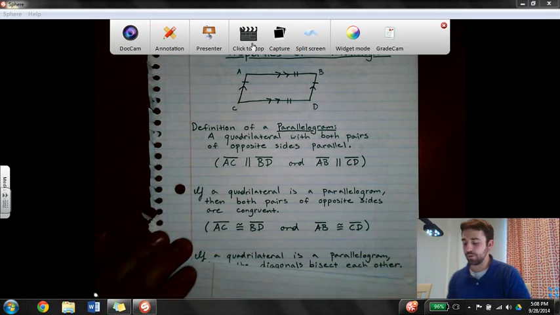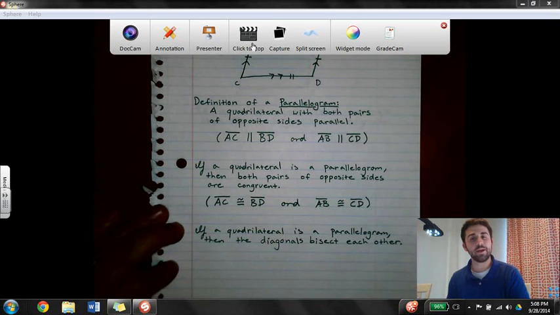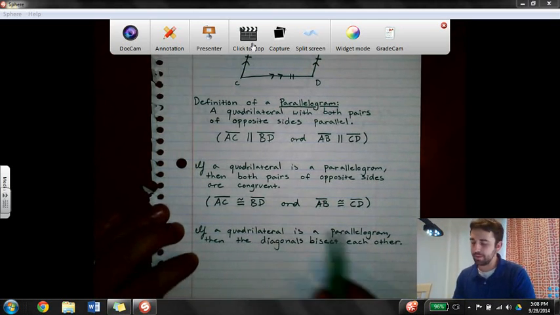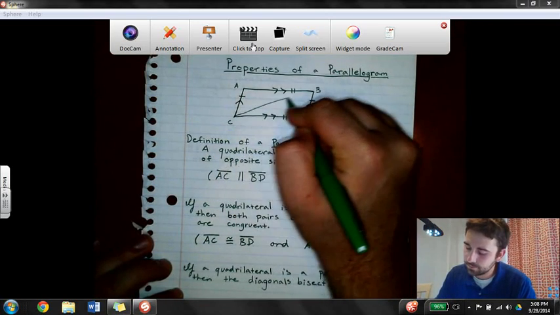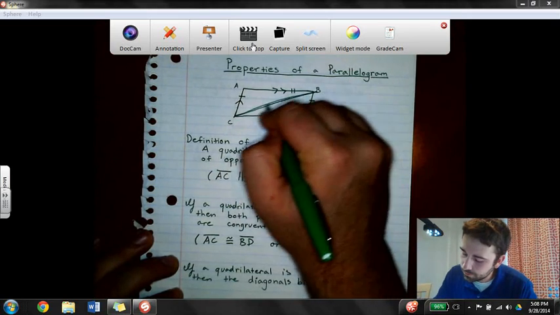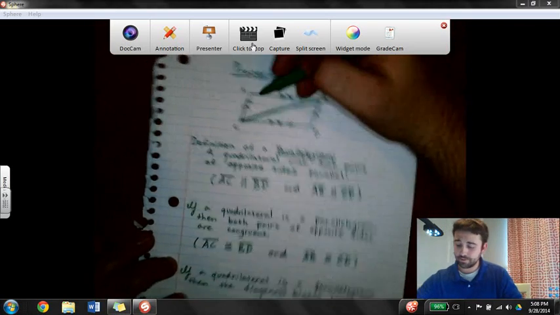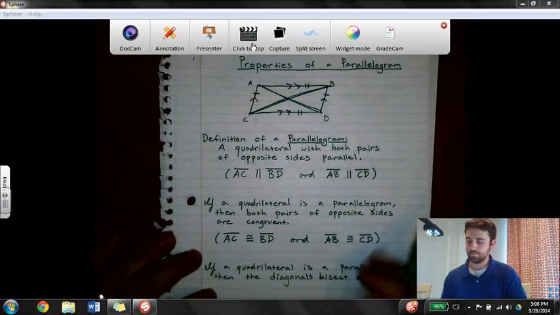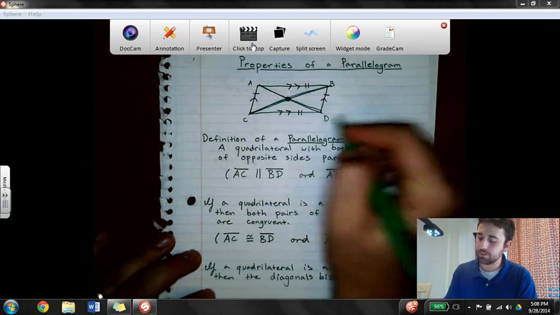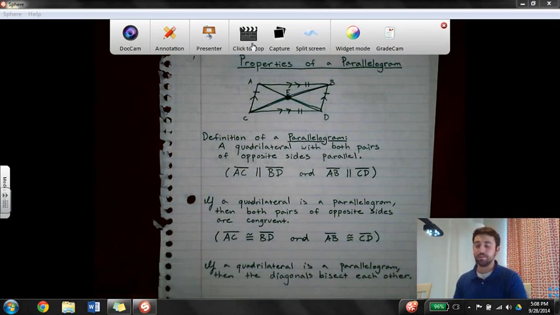The final property of our parallelogram is that if a quadrilateral is a parallelogram, then the diagonals bisect each other. And by the diagonals, I'm talking about the segments formed by connecting the opposite corners. They're supposed to be a straight line, but when you do this without a straight edge, this is what happens. And so our diagonals are intersecting at what we'll call the point E.